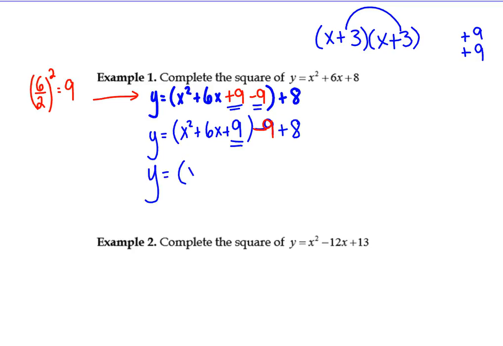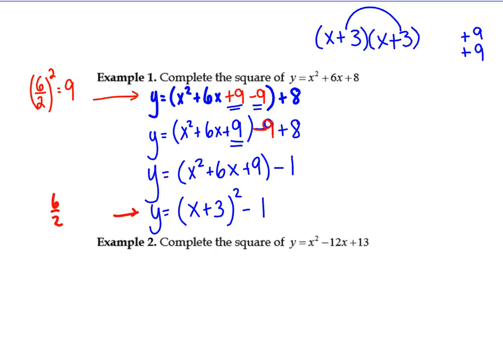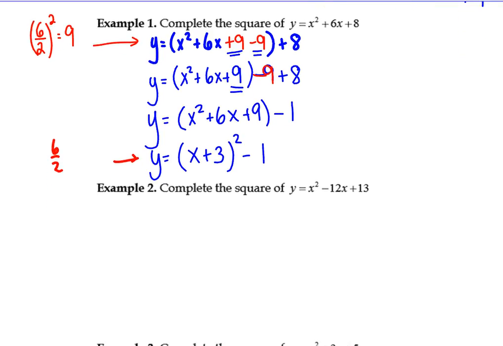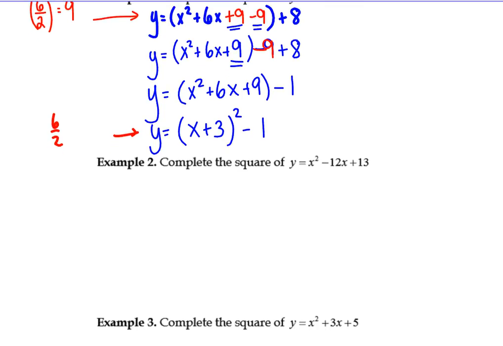Okay, we have x squared plus 6x plus 9. What's negative 9 plus 8? Negative 1. Can you write now this in factored form? What would it be? X plus 3. It's the middle term divided by 2. 6 over 2 gives you that middle term of 3. Easy? Hopefully. It gets easier with practice, and we're going to spend 2 days practicing this, okay?